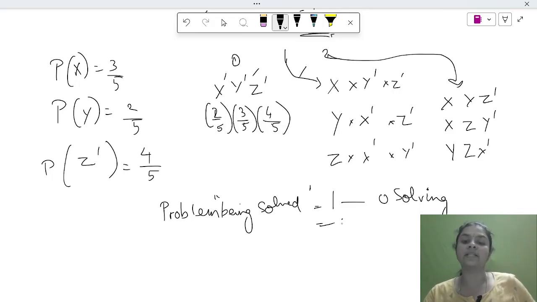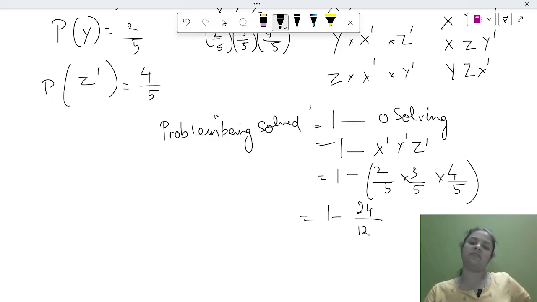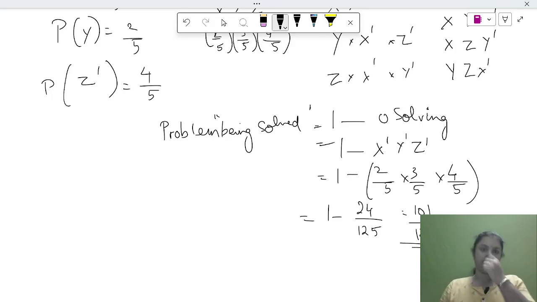So answer is 1 minus X dash into Y dash into Z dash, or 1 minus 2 by 5 into 3 by 5 into 4 by 5. So answer will be 1 minus 24 by 125, which is 101 by 125. Is it clear?